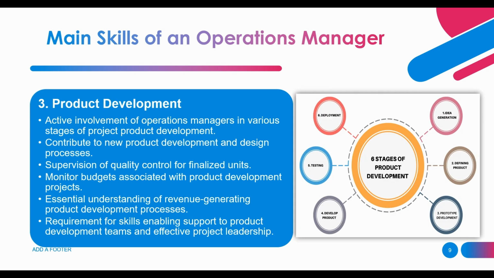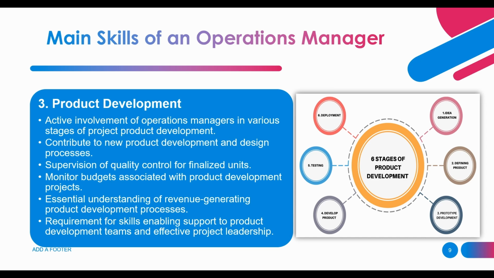Number 3, product development is skill number 3. Active involvement of operation managers in various stages of product development, contributing to new product development and design processes, and supervision of quality control for finalized units. Monitor budget associated with product development projects, essential understanding of revenue generating product development processes, a requirement for skill enabling support to product development teams, and effective project leadership.